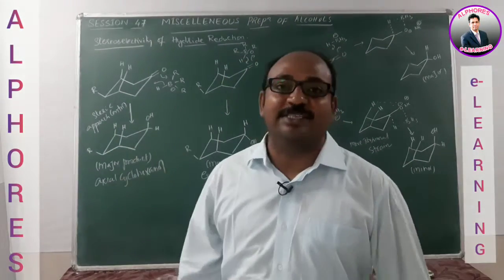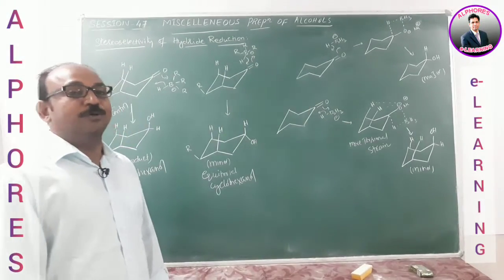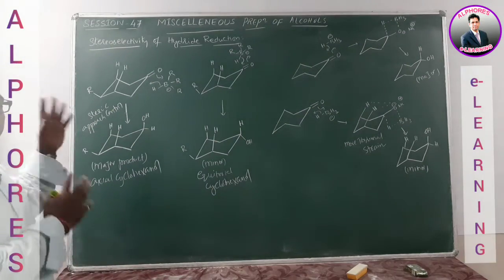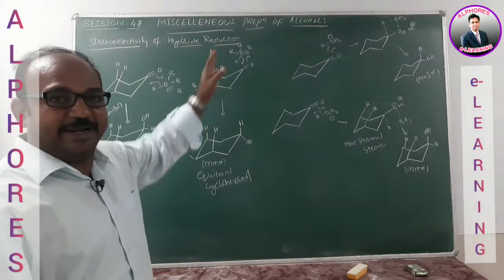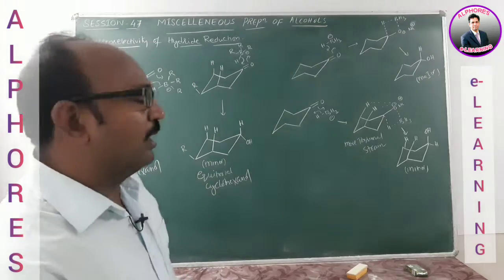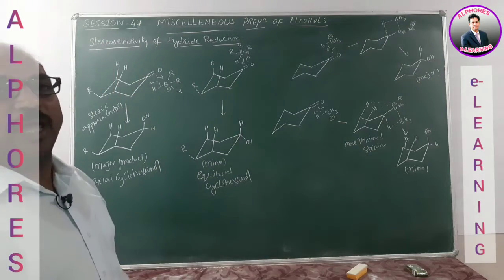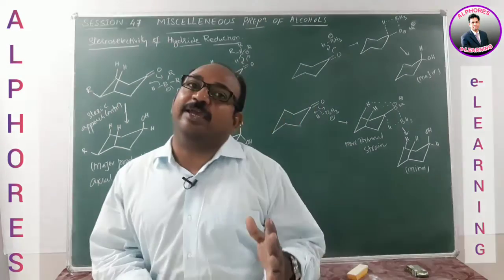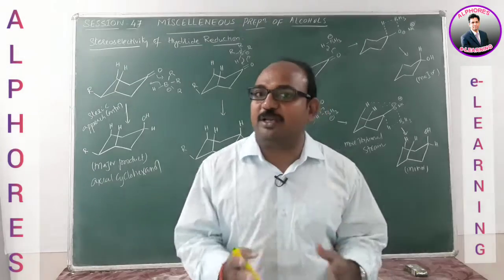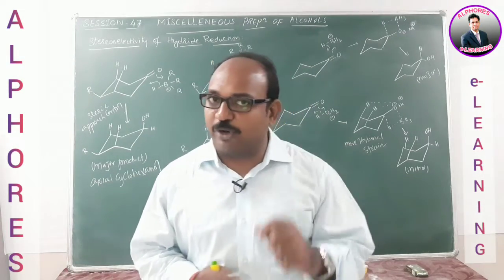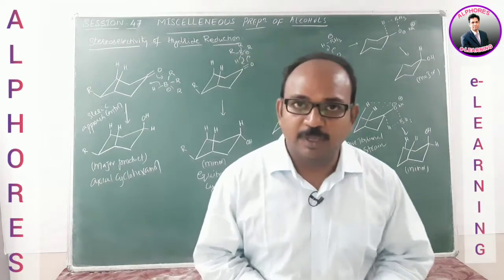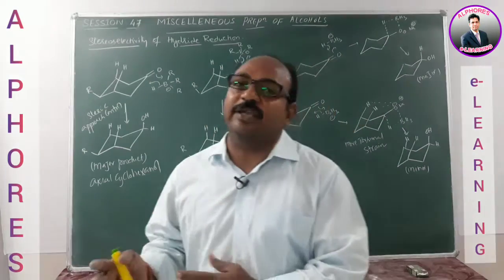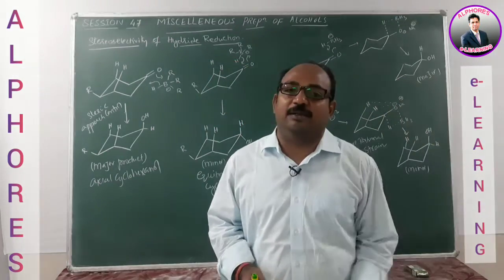This is session 47, in continuation to carbonyl compounds reduction to alcohols: stereoselectivity of hydride reduction. Have a look here. Let us consider cyclohexanone, and regarding cyclohexane, when substituents are there, we know the basic point very well, that is, bulky groups preferably exist in equatorial rather than axial.